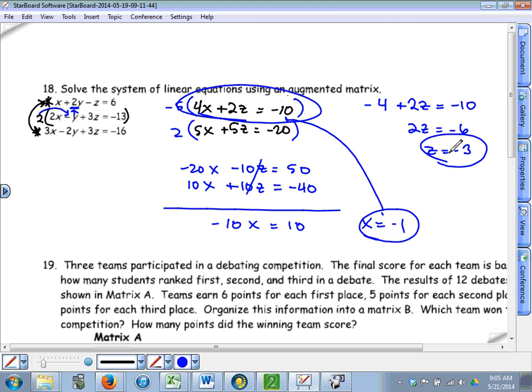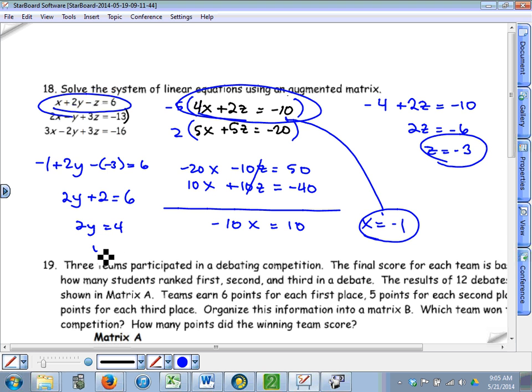So once we have z and x, we can go back and find y. So I'm going to choose the top equation. If x is negative 1, we don't know y, but we know that z is negative 3. Negative 1 plus 3 is 2, so we have 2y plus 2 equals 6. Subtract 2, we get 2y equals 4, so y equals 2.